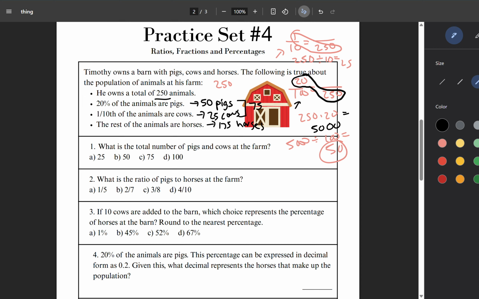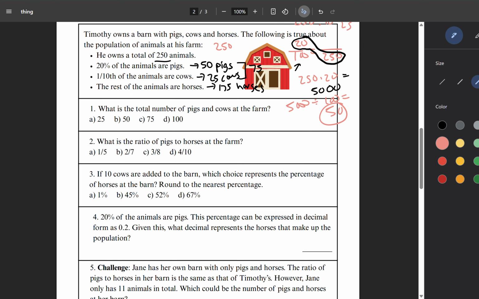175 horses. Cool. Now that we know how many of each animal we have, now we can solve these problems a lot more easily. So first, what is the total number of pigs and cows at the farm? Interesting. So what we'll do, because we very easily converted all of these ratios and percentages and fractions into real numbers, now we can just solve. So what are the total number of pigs and cows? 50 plus 25 is equal to 75.